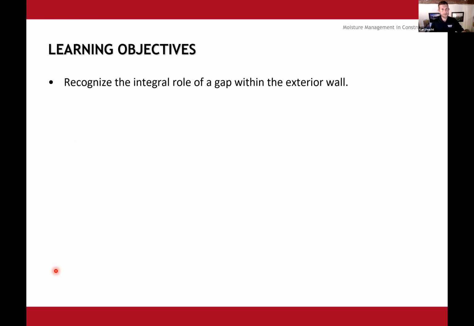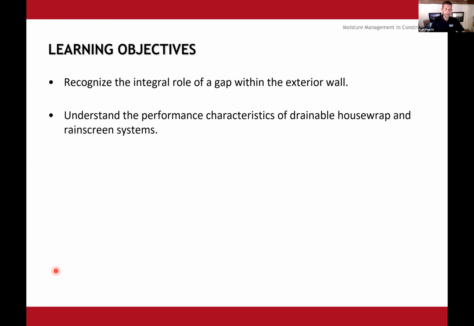So the learning objectives, to summarize, we want to build with a gap within the exterior wall. So between our primary and secondary barriers, our sheathing and our cladding, we need a gap. We talked about the difference between a drainable house wrap and a rain screen. And later in the product portion of the presentation, of course, I'll show some more pictures that maybe will help clarify that a little bit further.